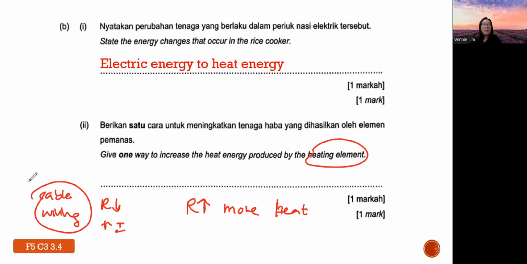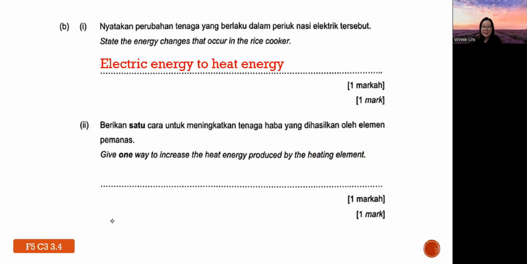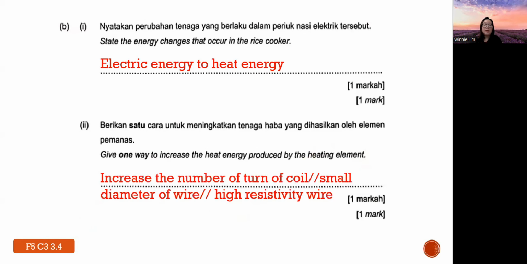Okay, so therefore part 2 you must be alert is about the heating element. So how do you increase the heat energy? You can make the wire thinner, or you use a longer length. That's why you increase the number of turns of the coil. Use a high resistivity wire, for example nichrome wire. So this is the possible answer you give.